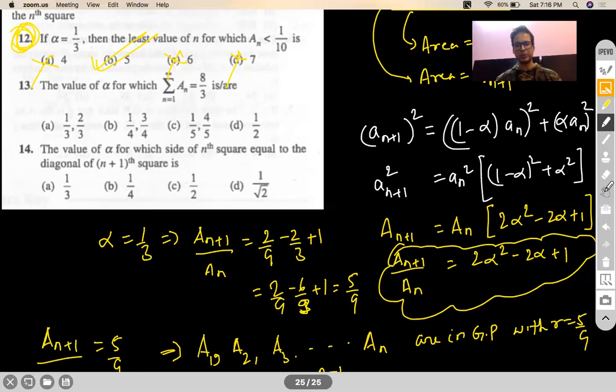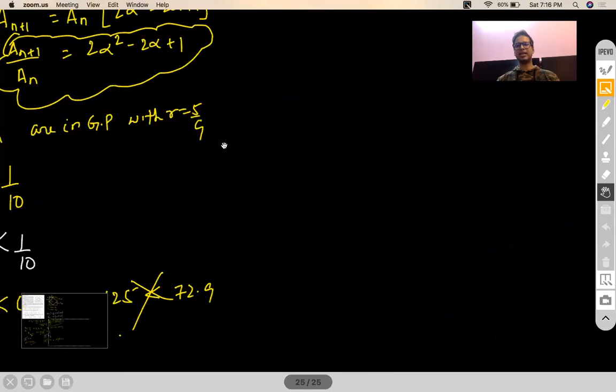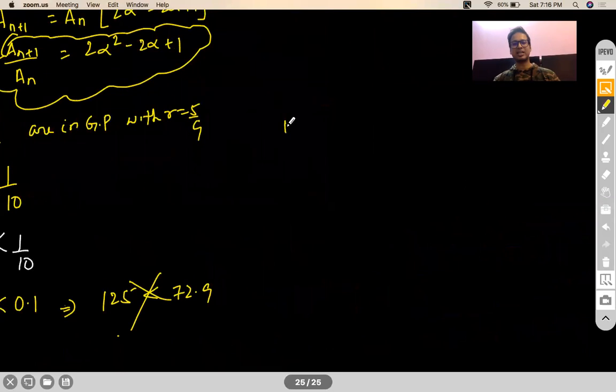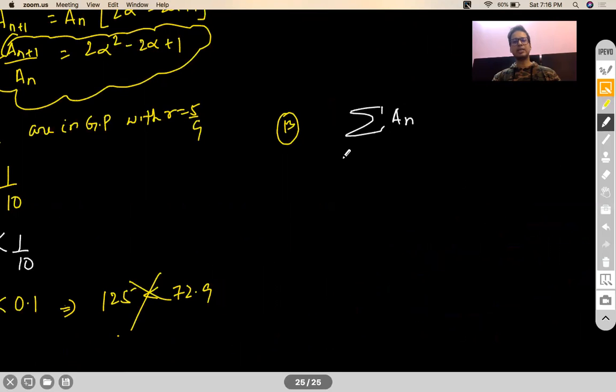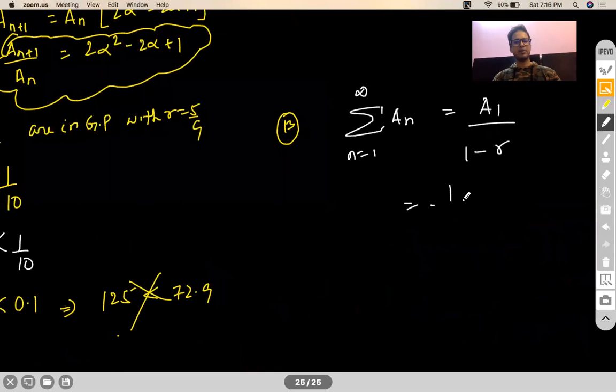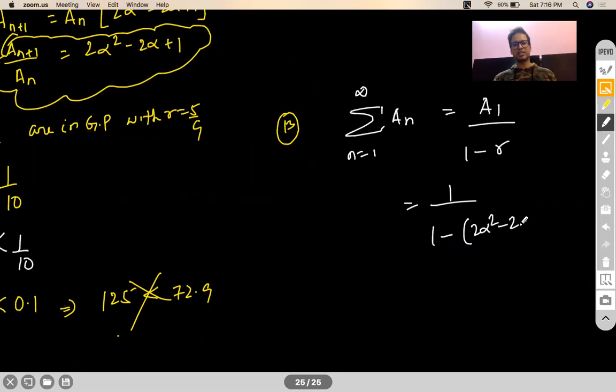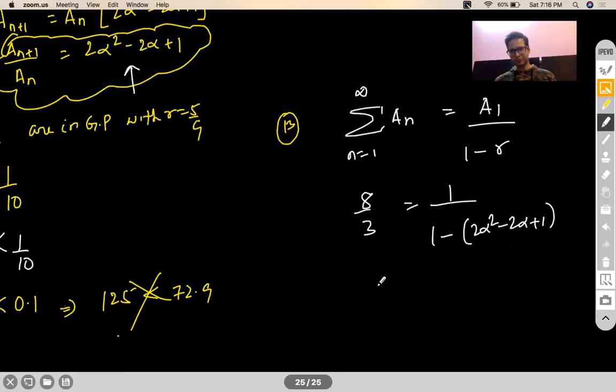B for Bengaluru. Now see, what is the sum till infinite terms for an? It would be nothing but a1 by 1 minus the common ratio. a1 is 1. Remember, the common ratio was this guy, 2 alpha square minus 2 alpha plus 1. I hope you can see it over here. This is your common ratio, and the sum is given to you as 8 by 3.